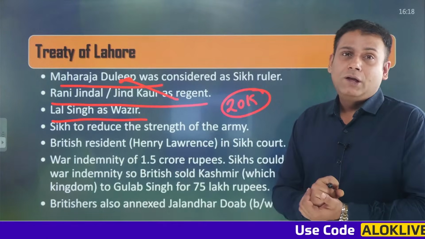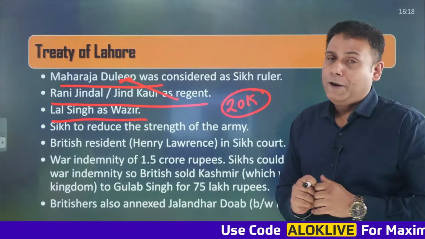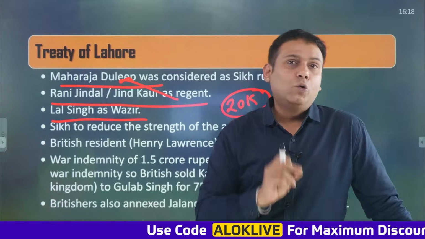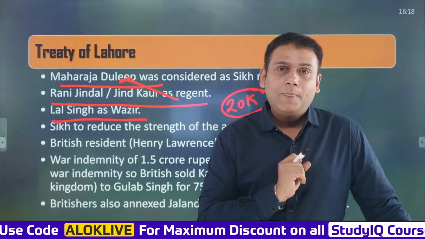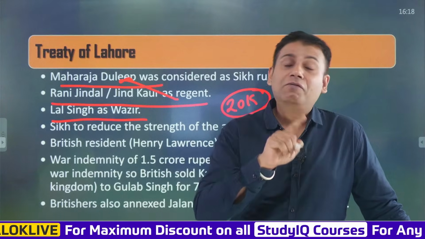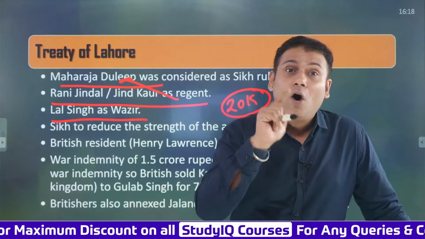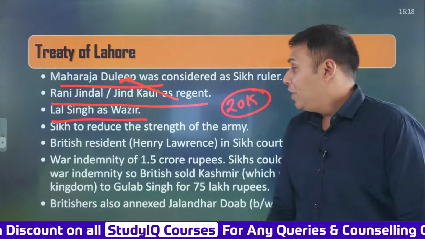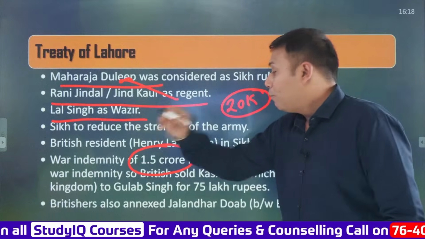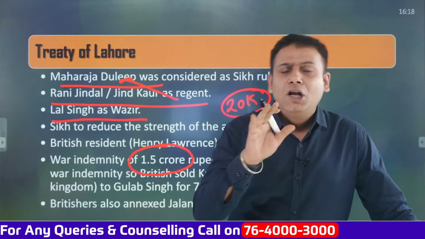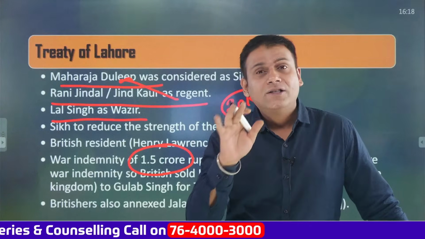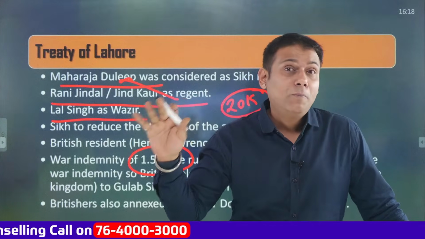Apart from this, you have to pay a war indemnity. The English East India Company said to the Sikh Empire, we have suffered a lot of losses during the war, so you have to pay compensation for that war. You have to pay a war indemnity, and a war indemnity of 1.5 crore rupees was imposed on the Sikh Empire. Now, Maharani Jindal Kaur said that presently we are not in a situation to pay you 1.5 crore rupees.